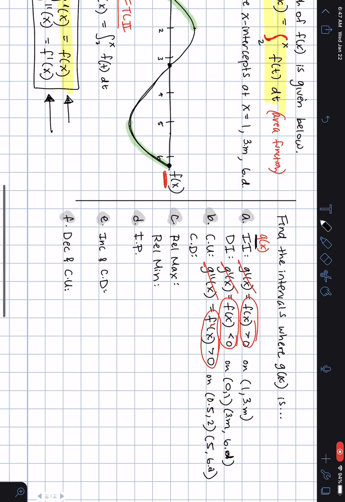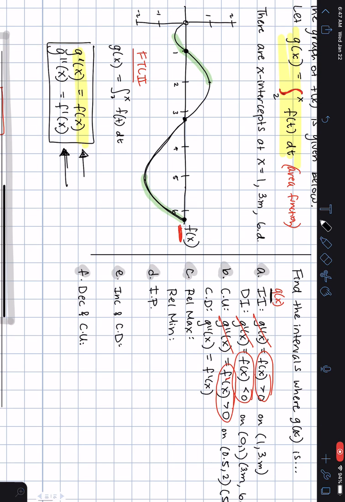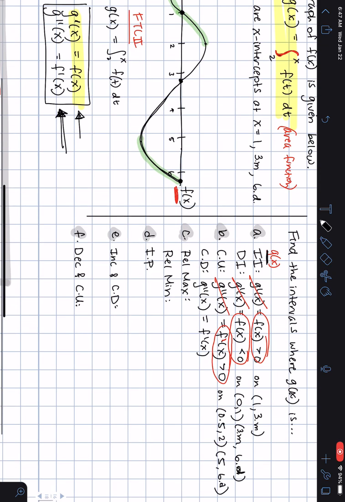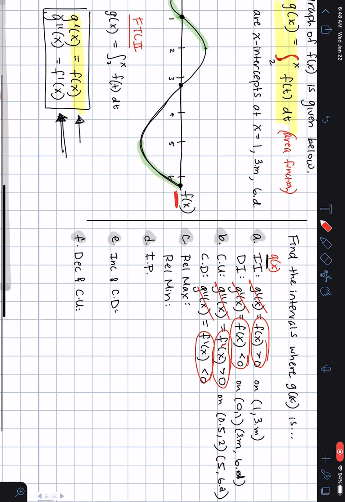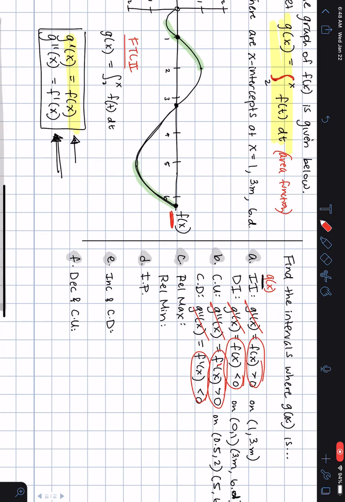So it's concave down. G will be concave down where its double derivative, which is the first derivative of f from here, is less than 0. So again, we're focusing only on the f portion because we have the graph. And if f prime is less than 0, that means that the slopes of f are negative. That means that f is decreasing. So I'm interested in this portion here. From 2 until 5.